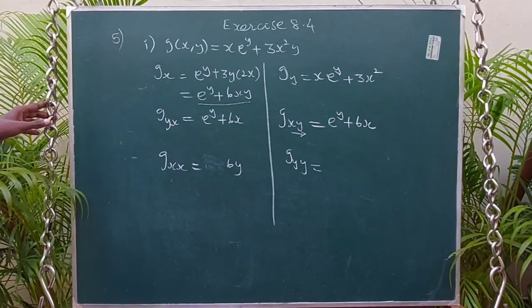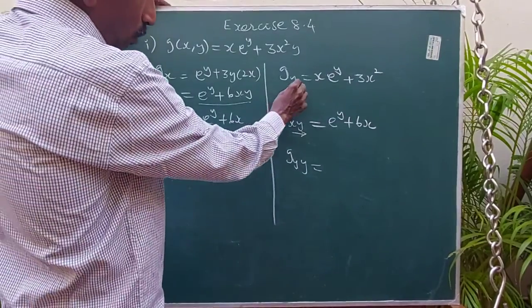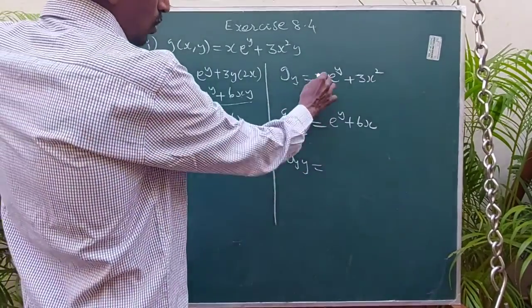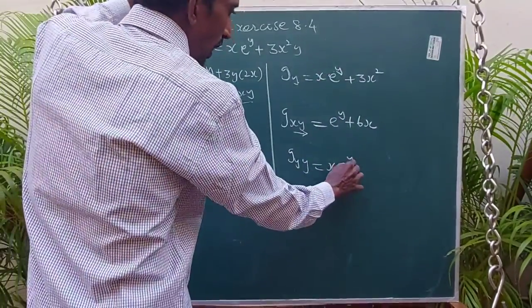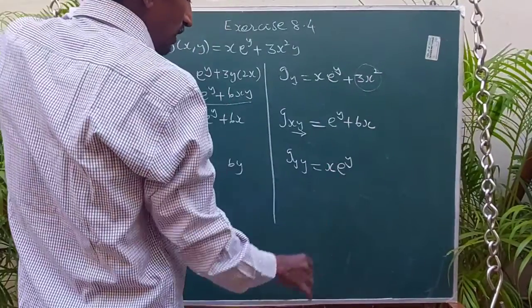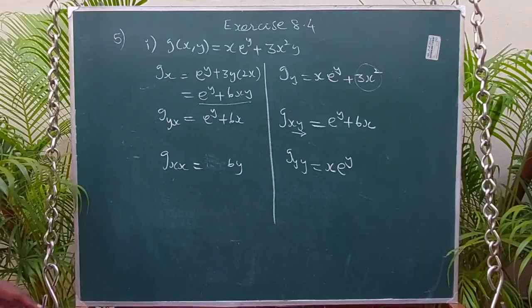And next one, g of yy: first with respect to y, again with respect to y. So x is a constant, e power y differentiation is e power y, and 3x square is a constant, differentiation 0. So these are the values asked in the question.